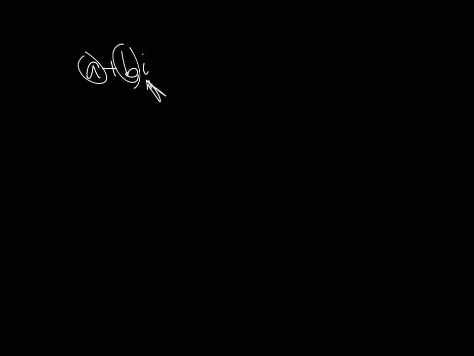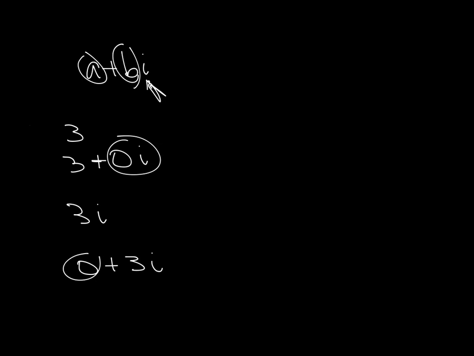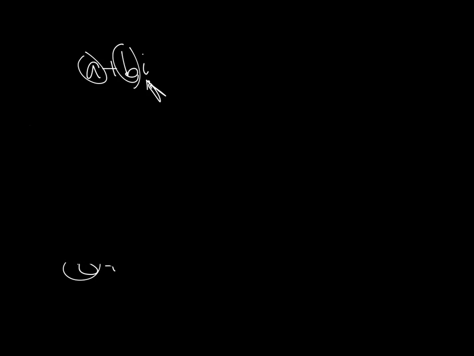And we talked about how any number could be written in that form, like the number 3 could be written as 3 plus 0i, which means the imaginary part would be 0. Or the number 3i could be written as 0 plus 3i, where the real part was 0. So really any number can be written in that form, a plus bi. Okay, so not much to that.